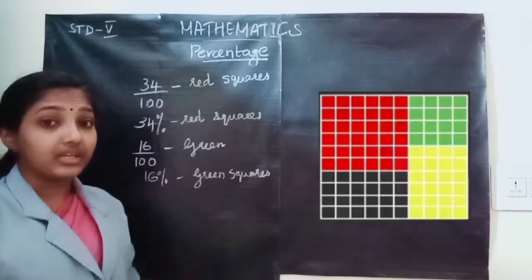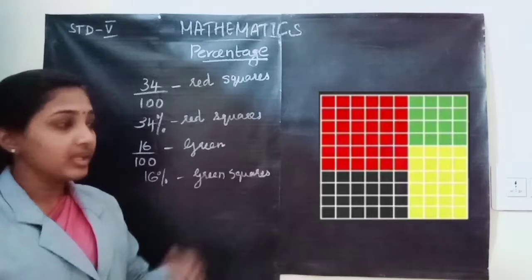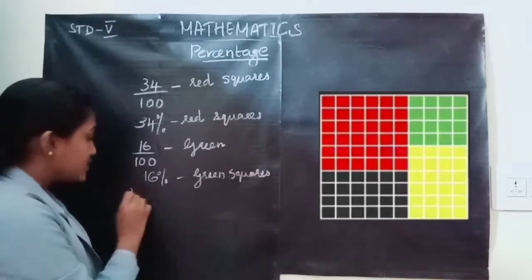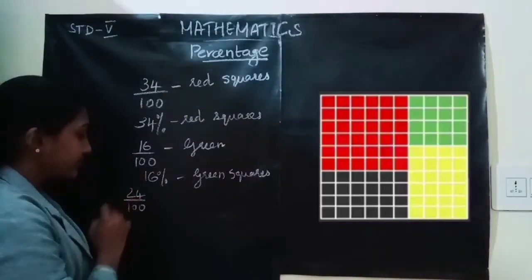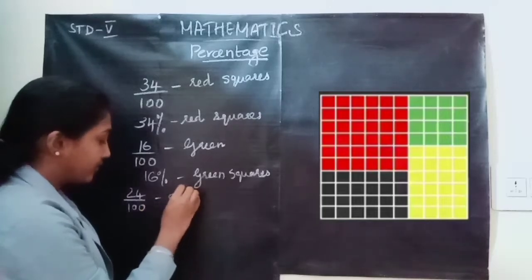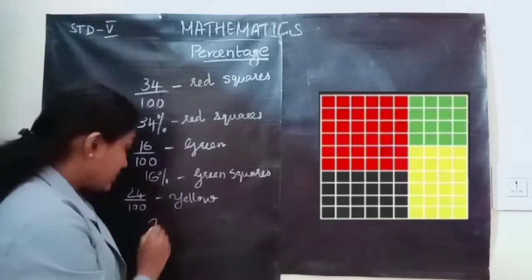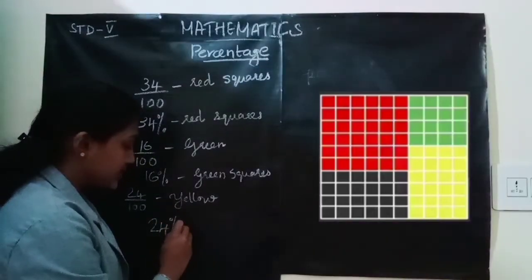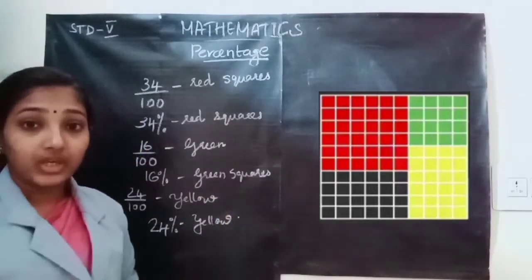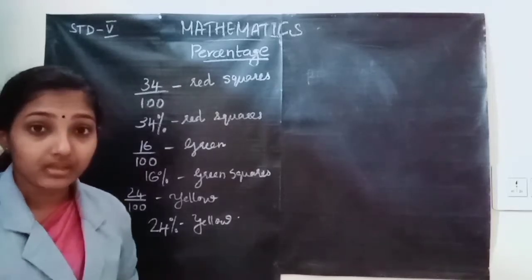Okay, and in the same way, there are 24 squares which are yellow, and we can say that 24 out of 100 are colored yellow. Right, 24 out of 100 are yellow in color, or 24% are yellow. Okay, so we can represent a part of a whole in the form of a percentage.